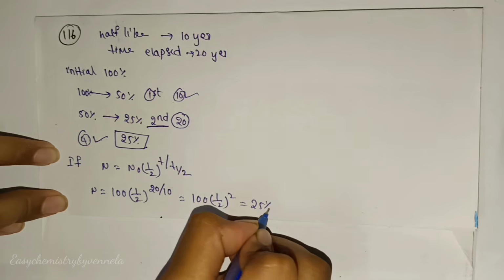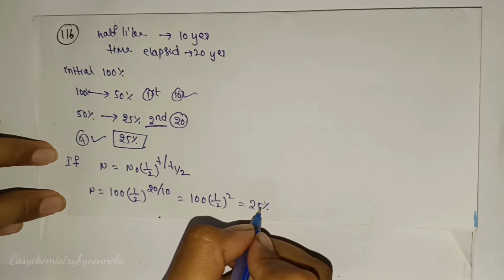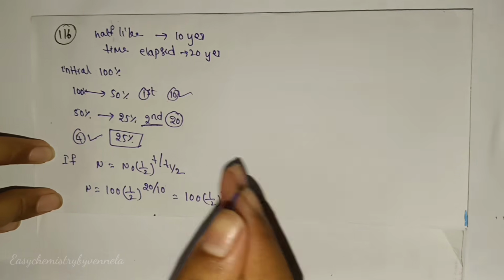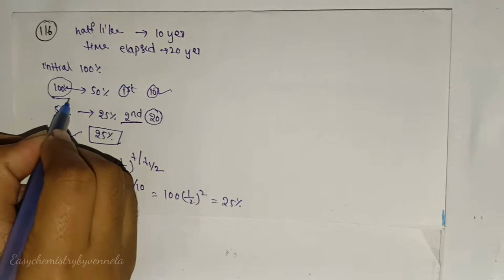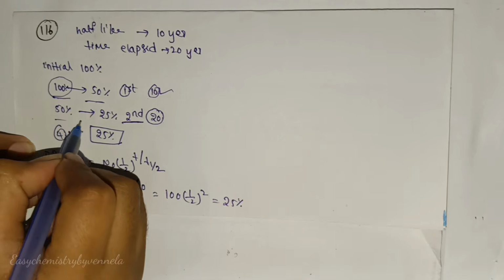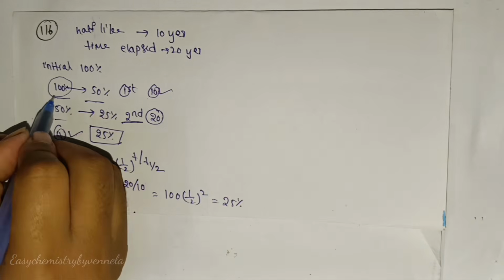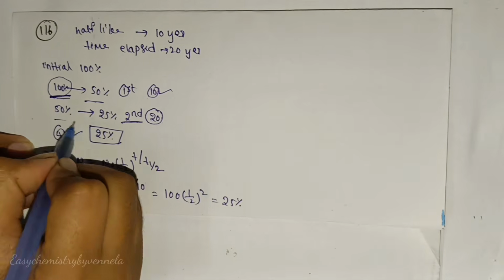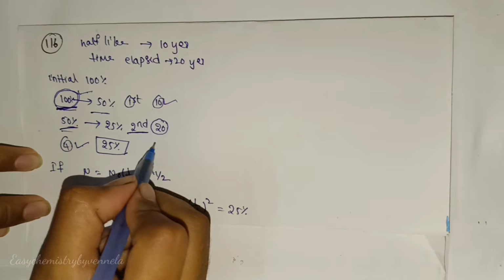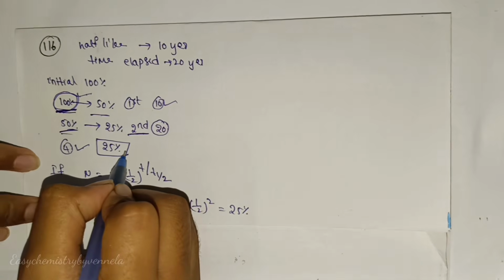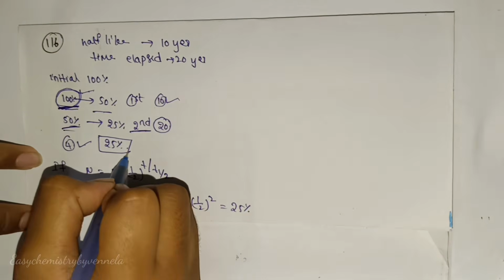Finally, it is 25%. Every half-life reduces the amount to half of the previous amount, not half of the original amount. It is half of the previous amount, not the original. So 25% is the correct one. Fourth option is the correct one.